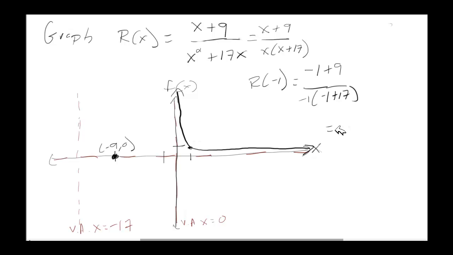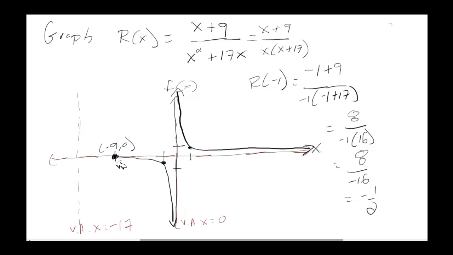Up top, I get 8. I'm going to get -1 times 16, which is 8 over -16, which is better known as -1/2. So when I plug in a -1, I get -1/2, which is right there. Okay. Again, since this guy is here, I know the graph is going to have to go something like this. And at that point, that's going to try to get over that vertical asymptote. And it's got to go down again, because if it went up, again, we'd have another x-intercept, and we don't.